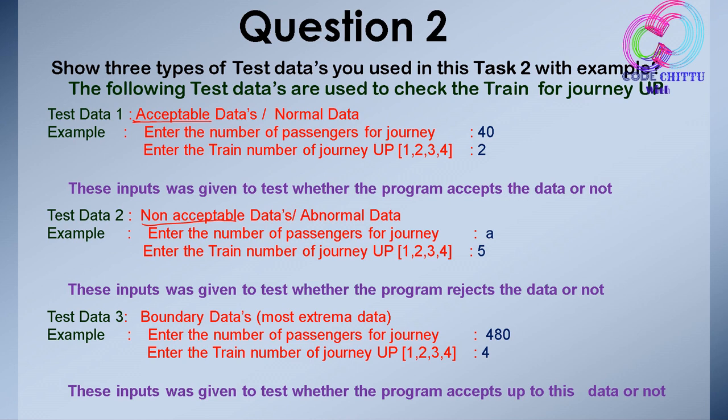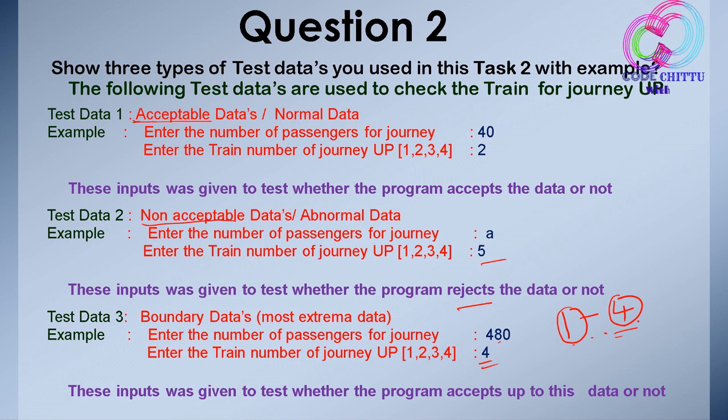Here we can give 1 to 4, whether 1 or 2 or 3 or 4. So 1 is the least extreme data, and 4 is the most extreme data. This input was given to test whether the program accepts up to this data. Here the most extreme I gave is 4. After 4, if I give 5, it is rejecting. So we call this most extreme data, that is boundary data, the most extreme acceptable data.